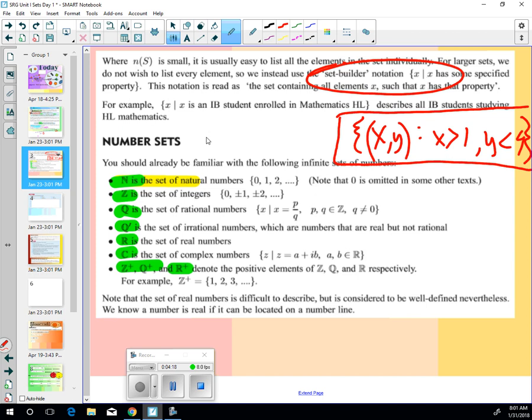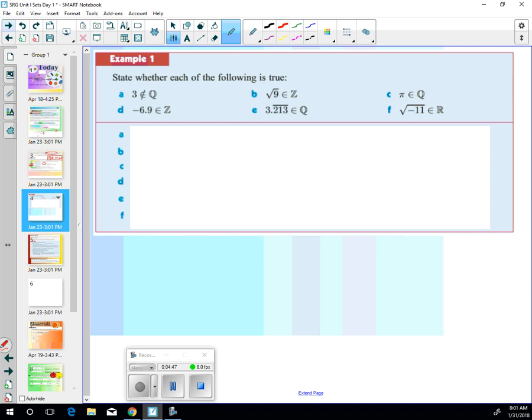Z are integers. If you have the ratio of two integers, it's called a rational number. If you can't write them as a ratio, they're called irrational numbers. All the rational and irrational numbers make up the real numbers, which you're familiar with. Complex numbers are x plus yi or a plus ib. And then the pluses and the minuses differentiate the positives from the negatives. I have just a couple of quick examples here.